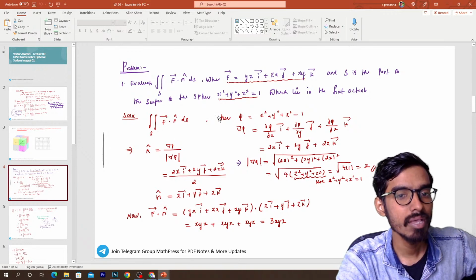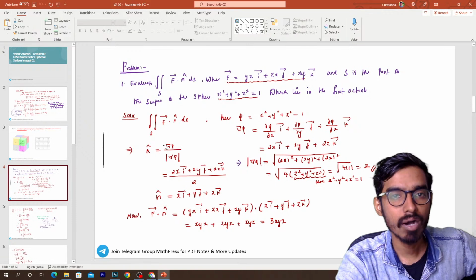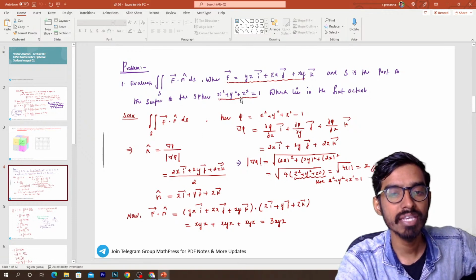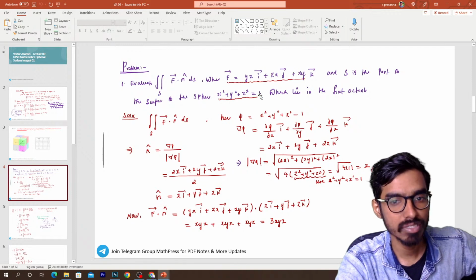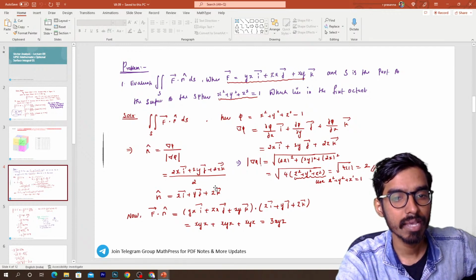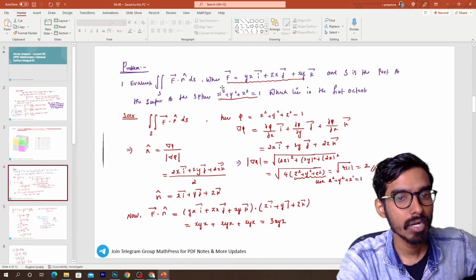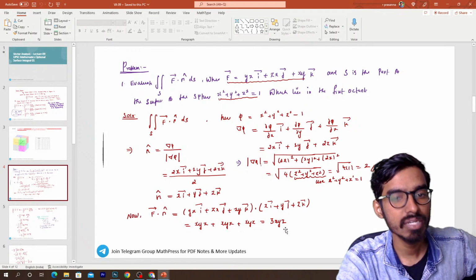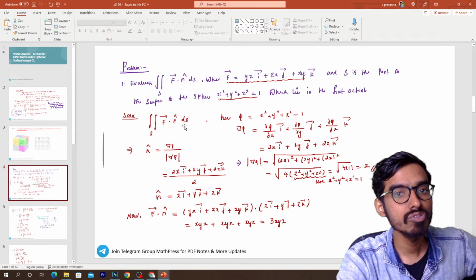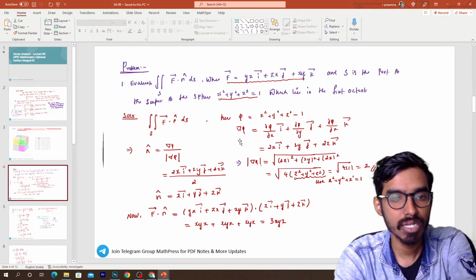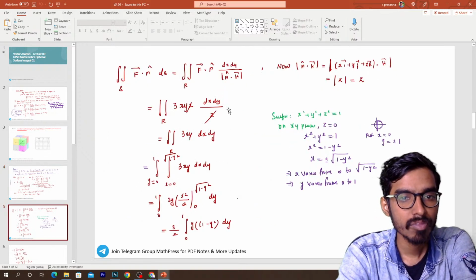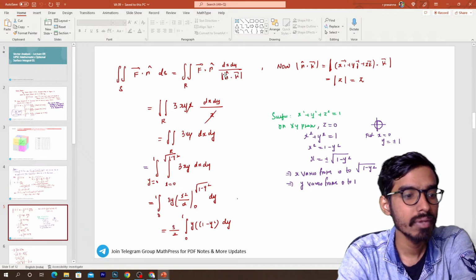So what is n cap? n cap is del phi by modulus of del phi, where phi is the surface they are giving. Here phi is x square plus y square plus z square minus 1 equals 0. Finding n cap, it turns out to be xi plus yj plus zk. So we need F dot n cap, which gives xyz plus xyz plus xyz, which is 3xyz. Now you need to choose dS. I'm using dS as the projection on the xy plane, so it will be dx dy divided by n cap dot k.